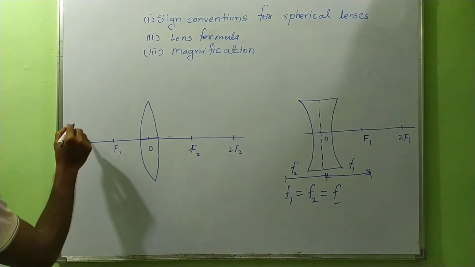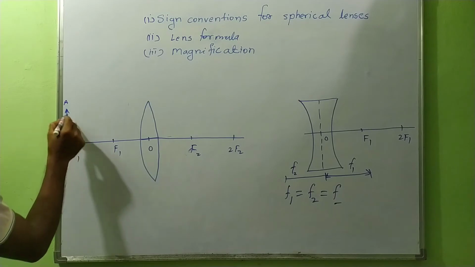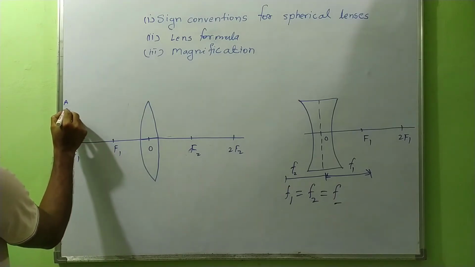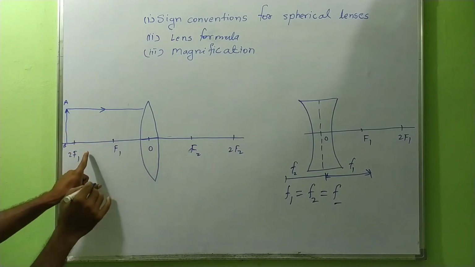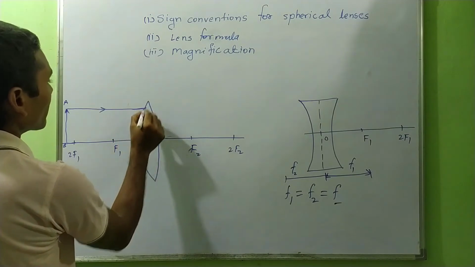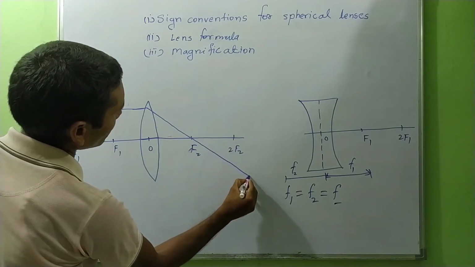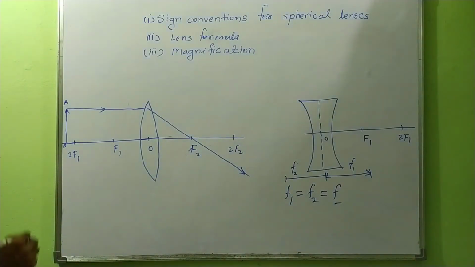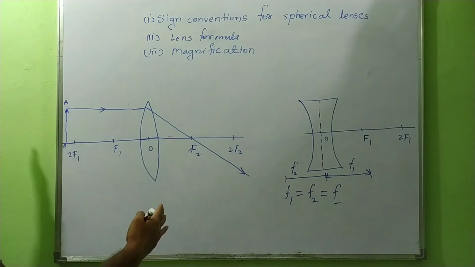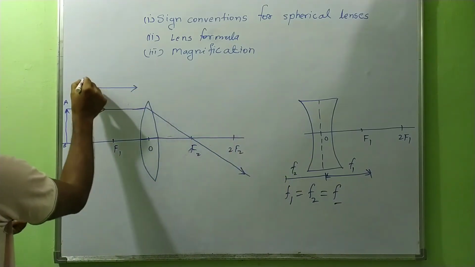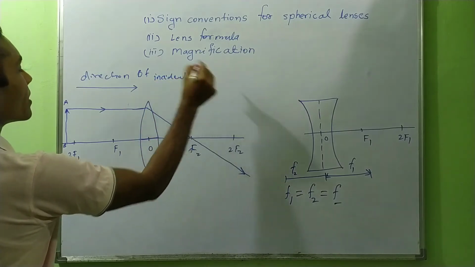Now if an object AB is placed at this point beyond 2F1, a light ray originates from the top of this object. This light ray, parallel to the principal axis of the lens, after passing through the lens will go through the second principal focus of the lens. Now, what is the direction of the incident ray? The direction of the incident ray for this lens is from left hand side to right hand side. This is the direction of the incident ray.